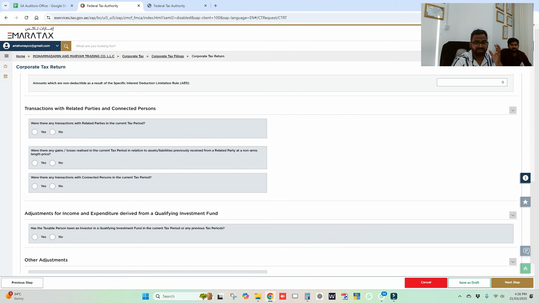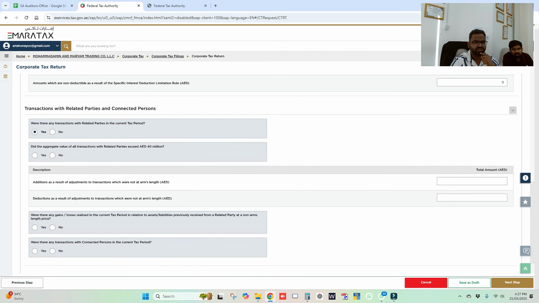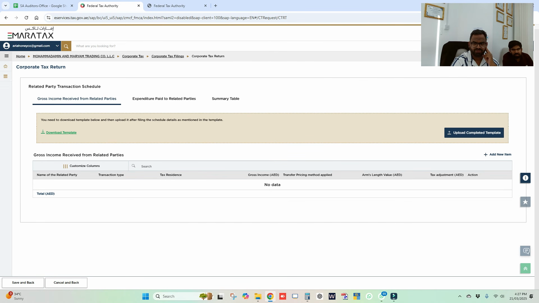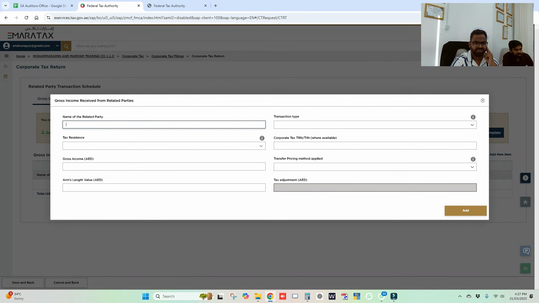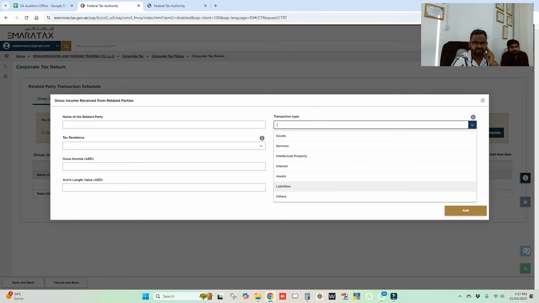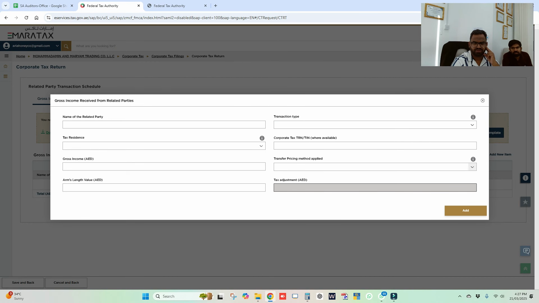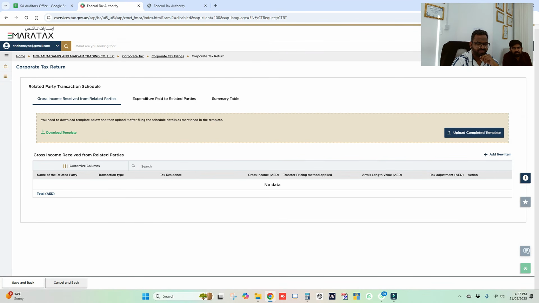Transaction with the related party, this is a very important topic. Transfer pricing will be applicable here now. Were there any transactions with the related party during the year? If yes, you have to put all the schedules. Did the aggregation of the value of the related party exceed 40 million? If yes, you have to put the related party transaction schedule. You have to put all the details, what kind of things are there, everything you have to put here. Okay, we will just go back.